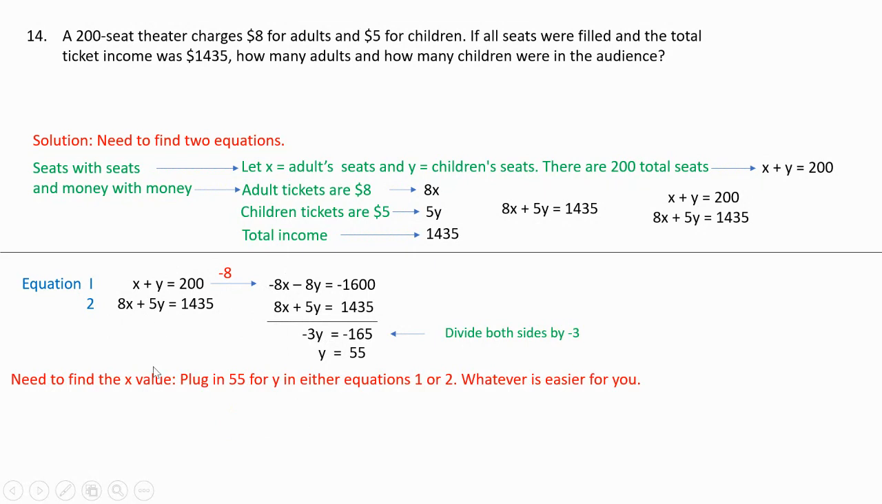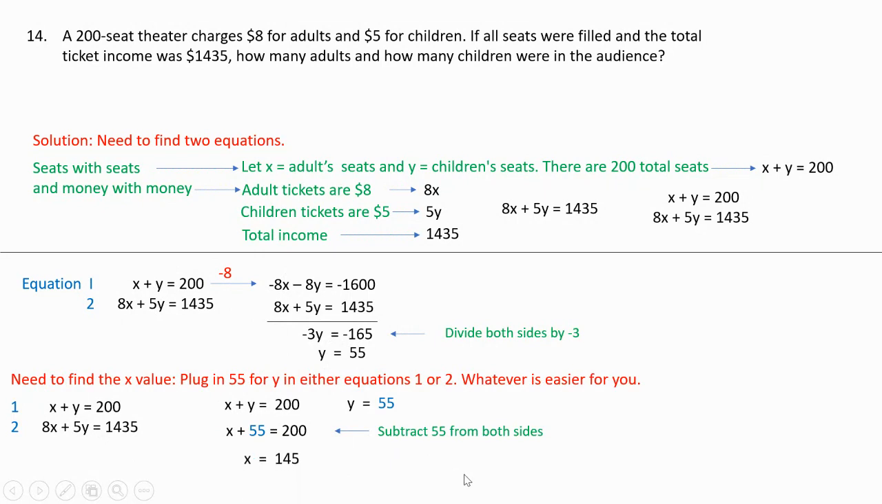Now we go back and plug it into either 1 or 2. It's easier to plug it into number 1. So we're going to plug in the 55 for y. Subtract 55 from both sides, so x equals 145. So x equals 145, y equals 55. So x represents what? Adult tickets. So there's 145 adults and 55 children in the audience. That's how you work these type of problems.